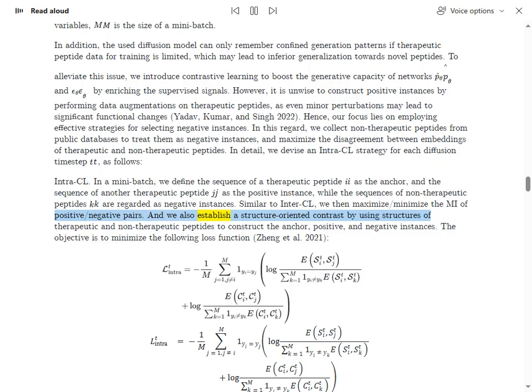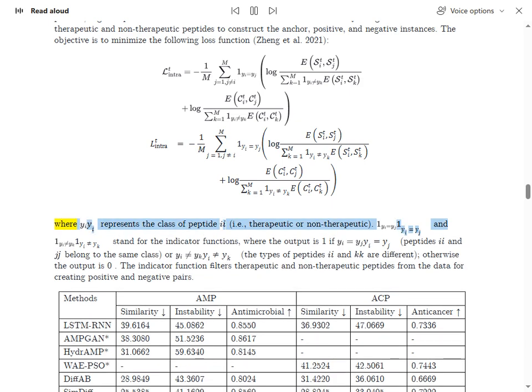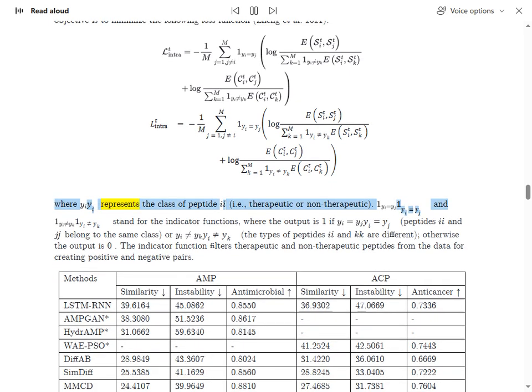And we also establish a structure-oriented contrast by using structures of therapeutic and non-therapeutic peptides to construct the anchor, positive, and negative instances. The objective is to minimize the following loss function. The intra-class loss at time t is a sum over pairs of samples, weighted by whether they share the same label, where Y subscript I represents the class of peptide I, i.e., therapeutic or non-therapeutic.